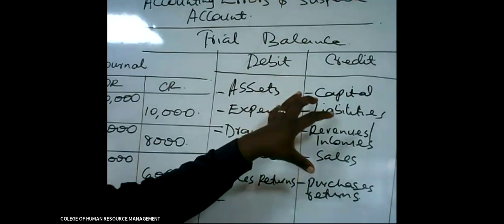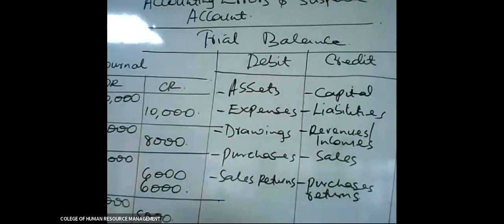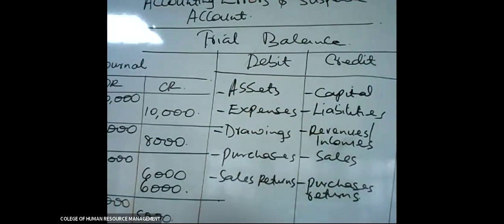And always remember this table. Very important. What goes to the debit, what goes to the credit, so that when you are told it has been overcasted, undercasted, or omitted, you know where it belongs, and you can argue on how to correct that error.